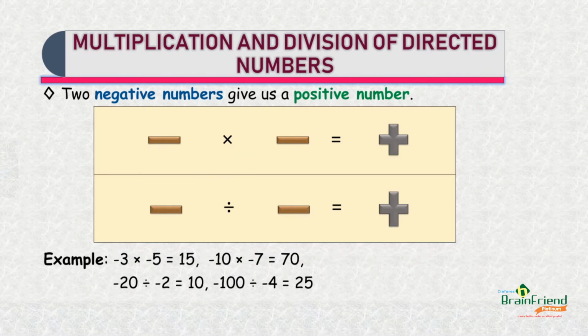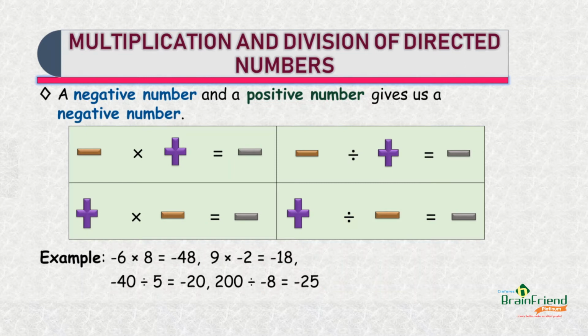It is also important to note that two negative numbers always give us a positive number. That is, minus multiplied by minus is equal to plus, and minus divided by minus is equal to plus. Example, -3 multiplied by -5 will give us 15. -10 multiplied by -7 will give us 70. -20 divided by -2 will give us 10. And -100 divided by -4 will give us 25.